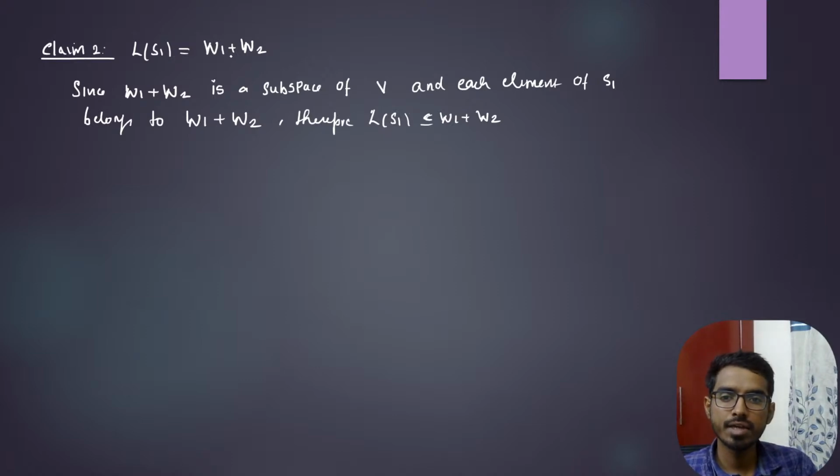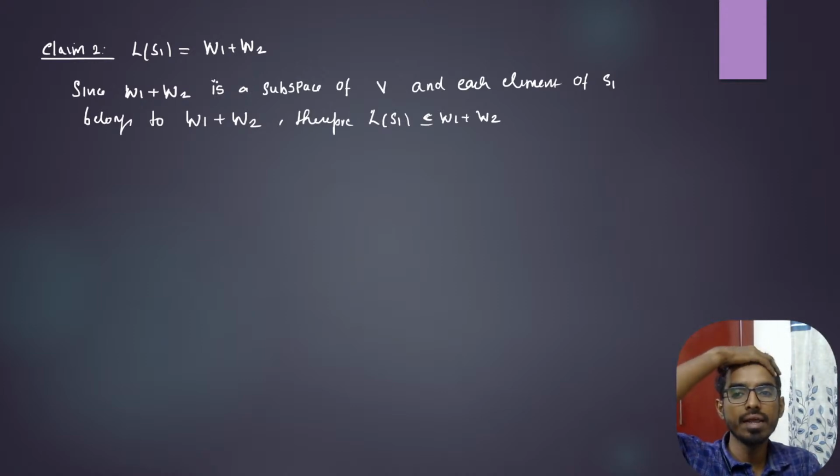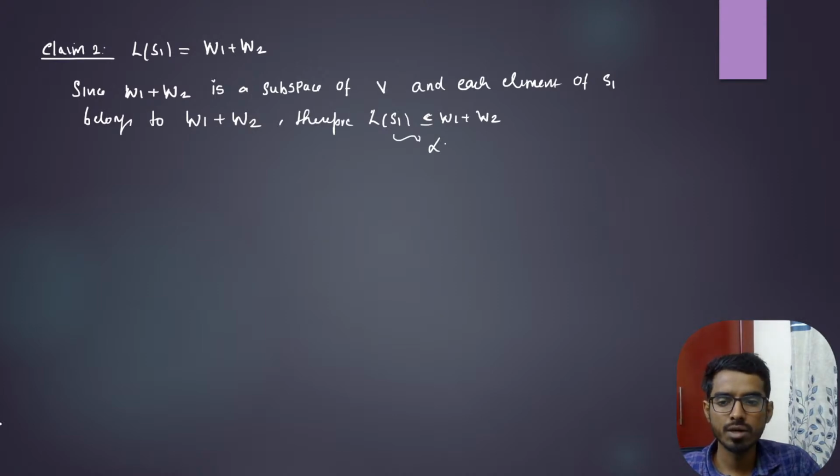I need to show that this is contained in this. Obviously W1 plus W2 is a subspace, right? Since subspace means, by definition, all linear combinations will be in it. L of S1 is all linear combinations, right? So by definition of subspace, L of S1 will be in W1 plus W2, because W1 plus W2 is a subspace and each element of S1 belongs to W1 plus W2. A linear combination is nothing but alpha W1 plus beta W2, right? L of S1 is all the linear combinations of S1.